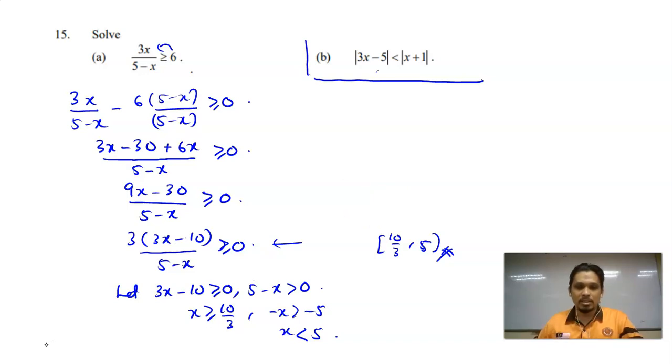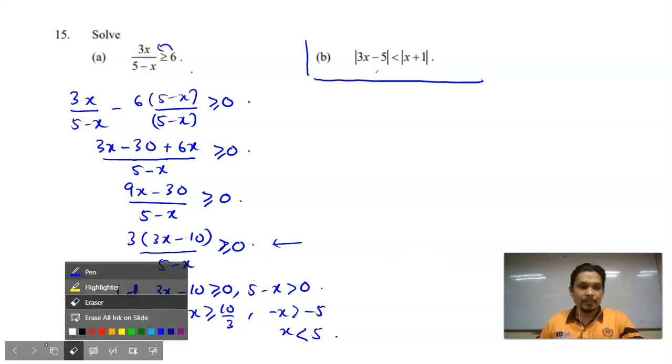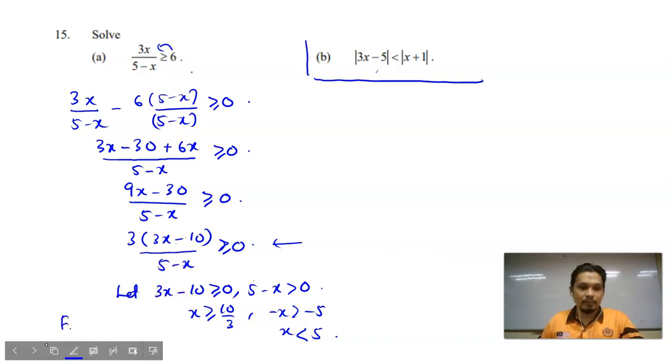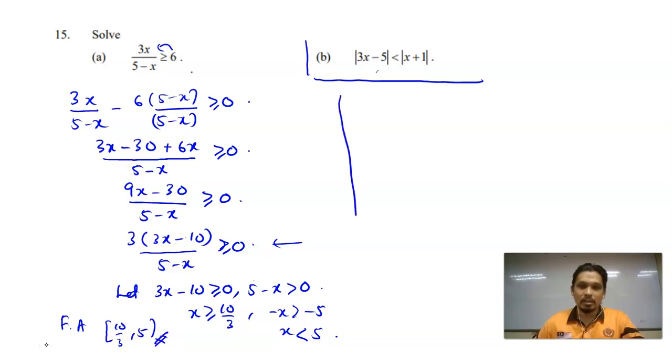Okay, the final answer is 10 over 3 and 5. I rewrite here, the final answer is 10 over 3 until 5. The solution is where I wrote it just now. Okay.